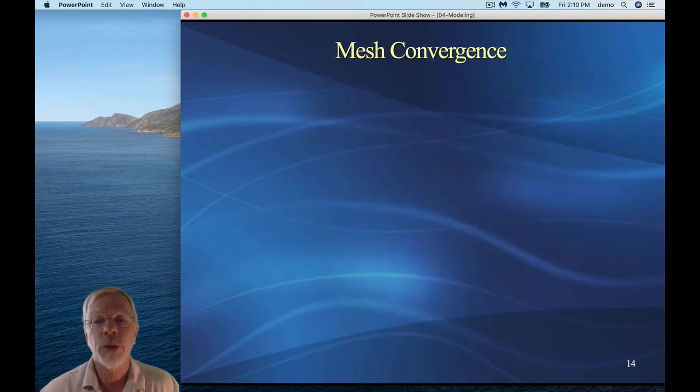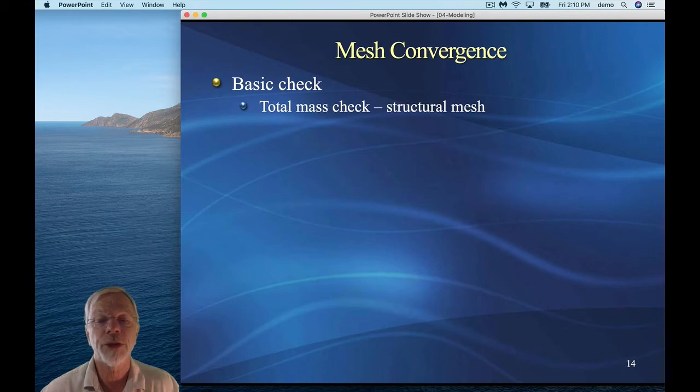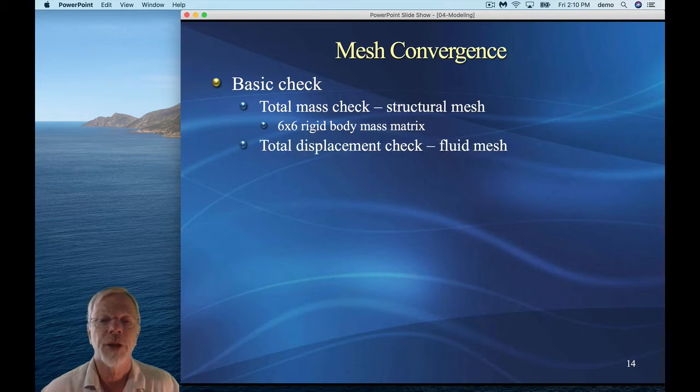Mesh convergence is an important issue to consider when developing meshes. One basic check on our meshes is we need to make sure that our structural mesh is going to give us the total mass correctly. In other words, if we take our structural mesh and calculate the 6x6 rigid body mass matrix, we should get a very good representation for those values of total mass and mass moments of inertia. Similarly, for the fluid mesh, we should make sure that we get the total displacement correct.